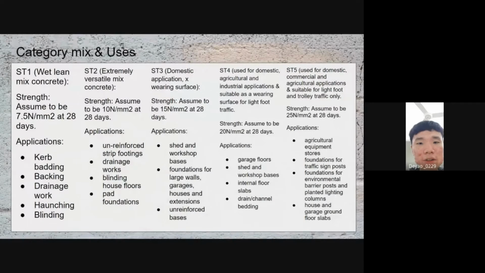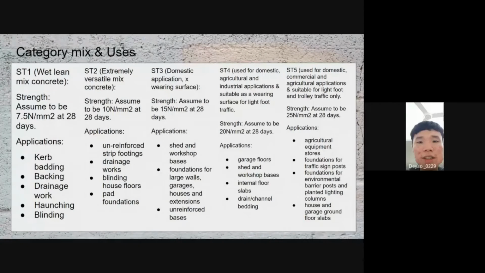ST4 is used for agriculture and industrial applications, and it is suitable as a wearing surface for light foot traffic. The strength is assumed to be 20 Newton per millimeter square at 28 days. The applications are garage floors, shed and workshop bases, and drain and channel bedding.